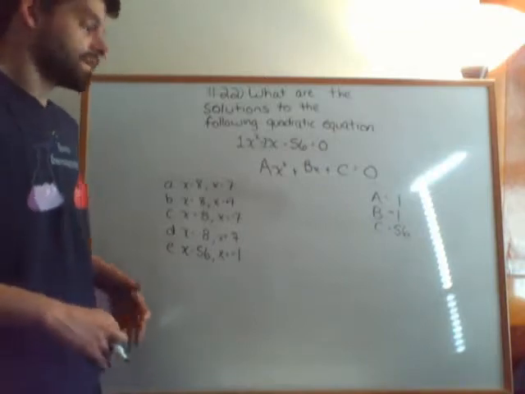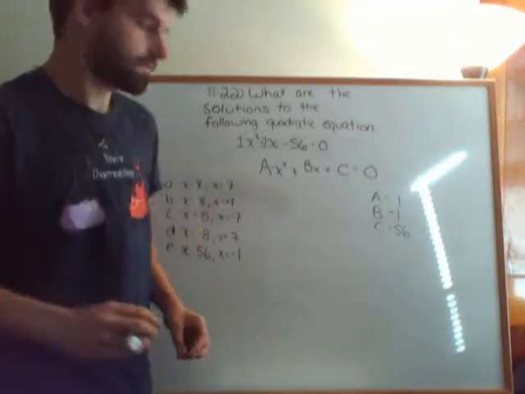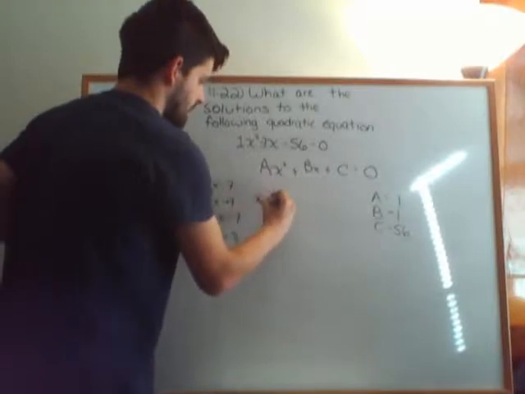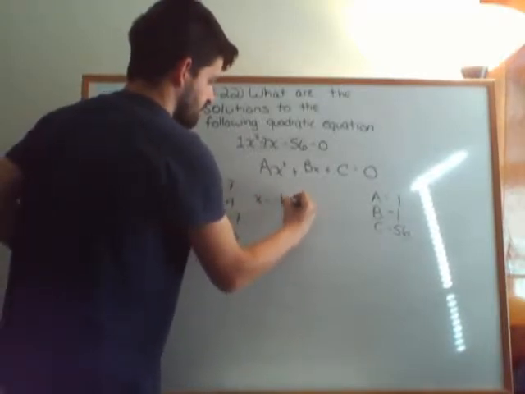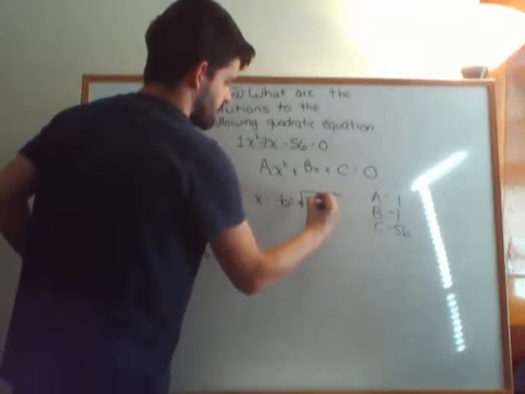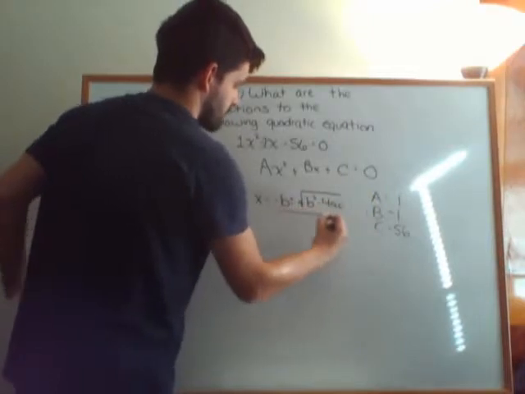Now, as I mentioned, we're going to be going over both techniques, and let's do the quadratic formula first. Remember, the quadratic formula is going to allow you to directly solve for your roots. So recall that the quadratic formula is x equals negative b plus or minus the square root of b squared minus 4ac all over 2a.